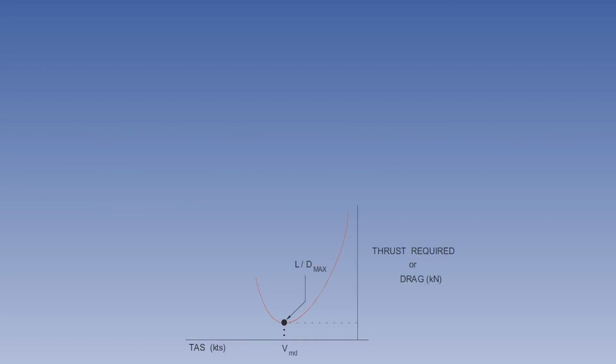The diagrams on the screen represent data for one particular aircraft in level flight at one weight, and at sea level where IAS equals TAS. Starting with a curve for drag or thrust required against TAS, the graph for power required is constructed by multiplying each value of drag by the appropriate TAS and converting it to kilowatts. Note that the min power speed, an IAS, is lower than min drag speed.